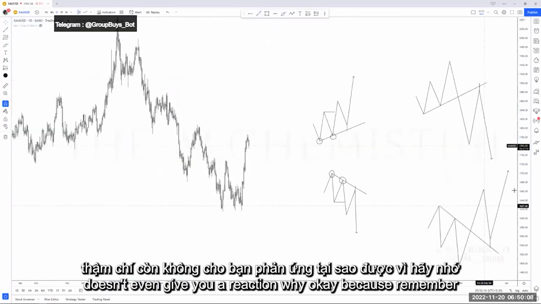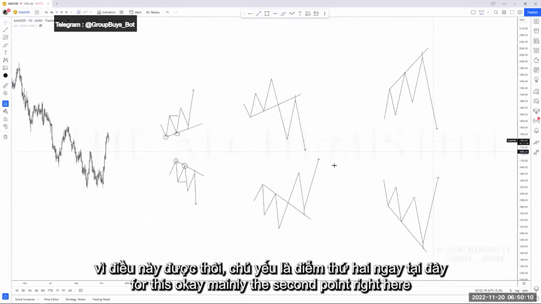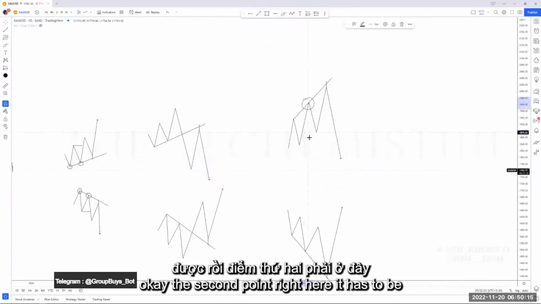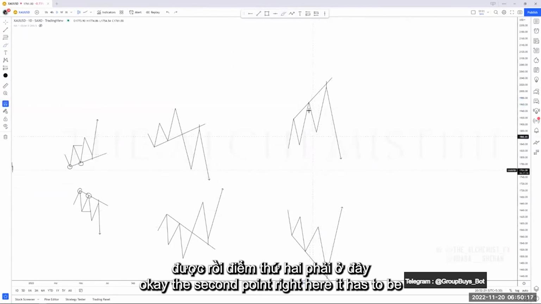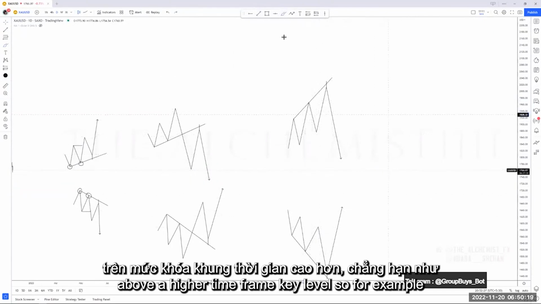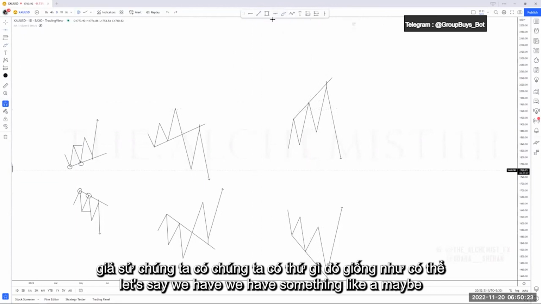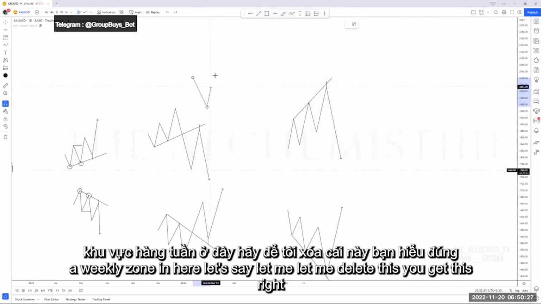Why? Because remember, mainly the second point right here, it has to be above a higher time frame key level. So for example, let's say we have something like maybe a weekly zone in here.